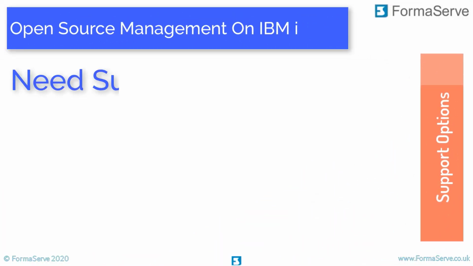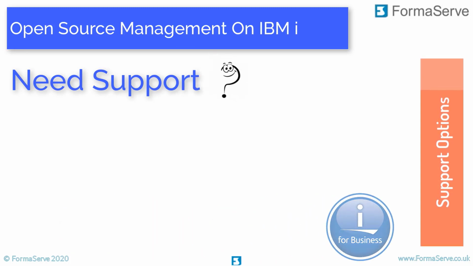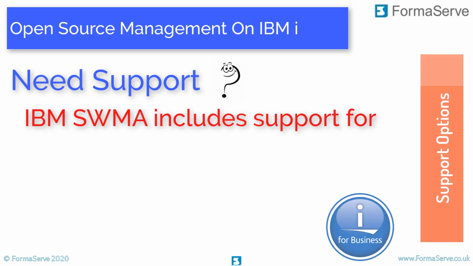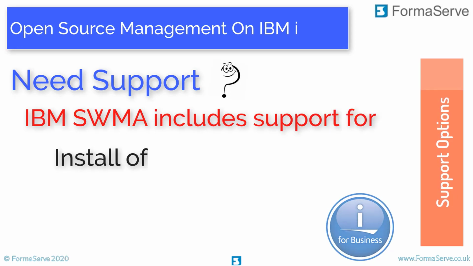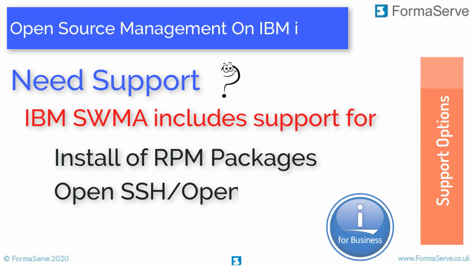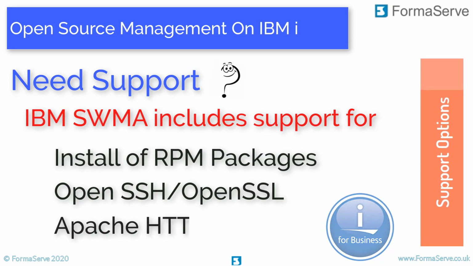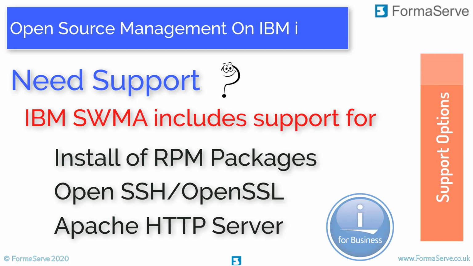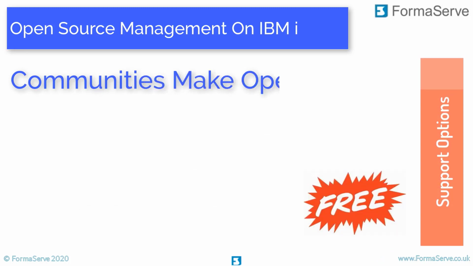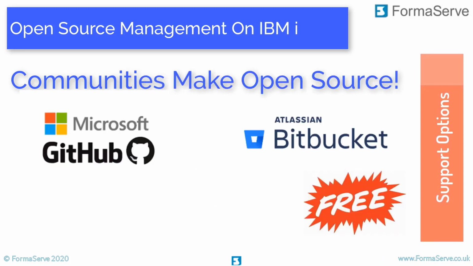So if you need support for open source, where do you go? If you have IBM software maintenance, it includes support for the install of RPM packages. So if you have any problem with a package that will not install, give IBM a call. It also includes OpenSSH and OpenSSL. They're included in SWMA, as is the Apache HTTP server. Then we have community support, as in free. Defects can be raised on community channels, such as GitHub and Bitbucket.